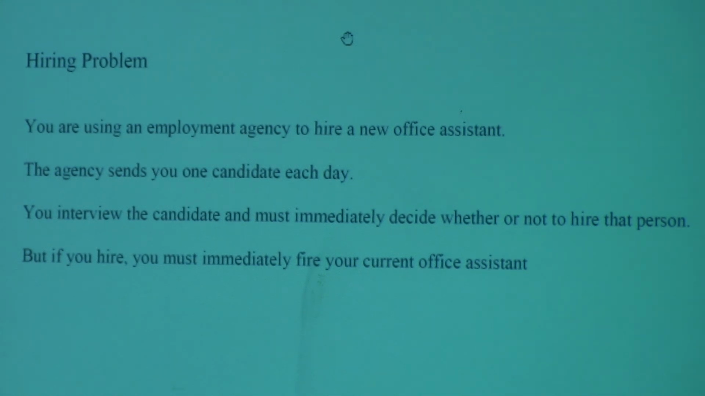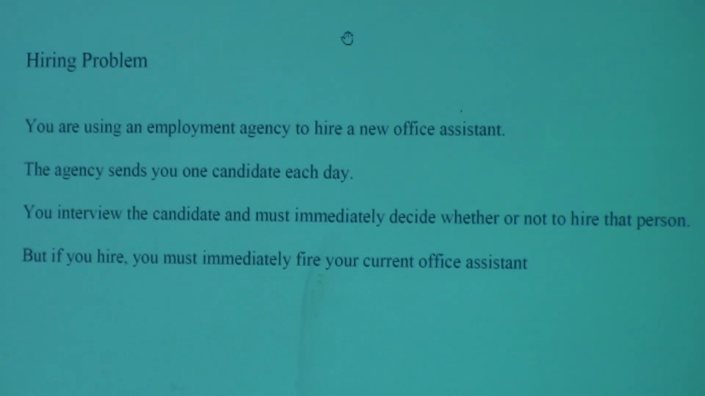The scenario is that we're going to try to hire an assistant. It's very difficult to hire a good assistant, apparently. All right, so we're going to use an employment agency to hire a new office assistant. The agency will send us 1 person a day, so there's like 1 input per day. Now, we will interview the candidate, and we must immediately after the interview decide whether or not to hire the person.